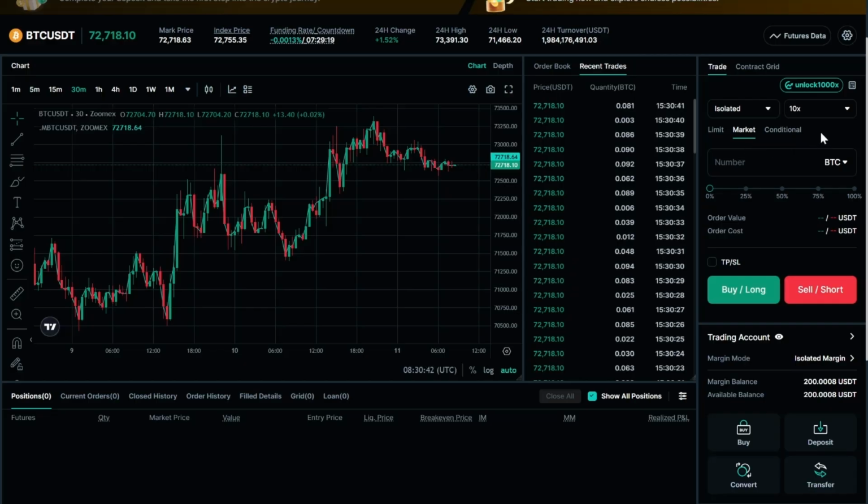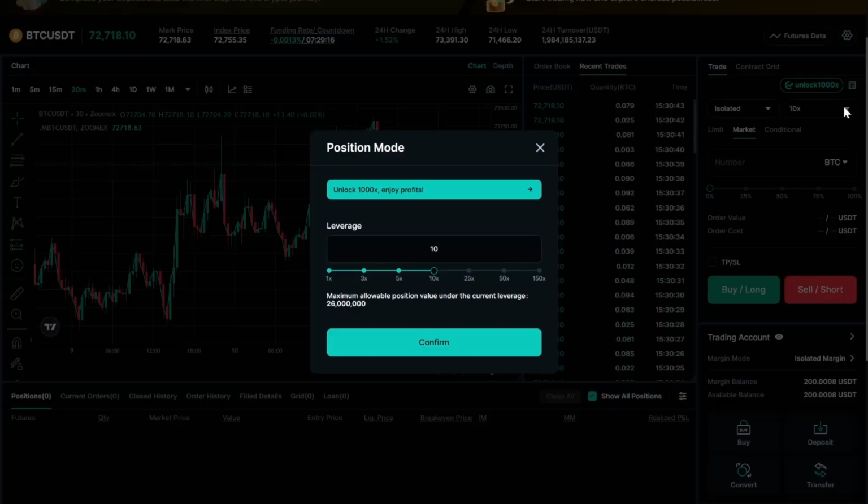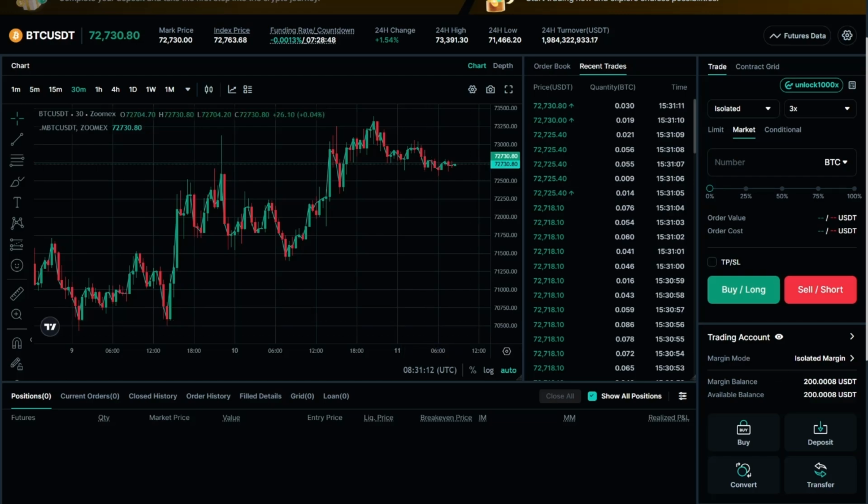The last thing we're going to do before placing our order is go through our leverage. We are just going to place a 3x leverage long on Bitcoin and confirm that. We are going to use our full balance, so let's move this all the way to 100%. We can see our order cost and our order value with our leverage.